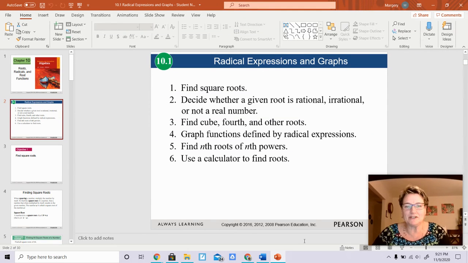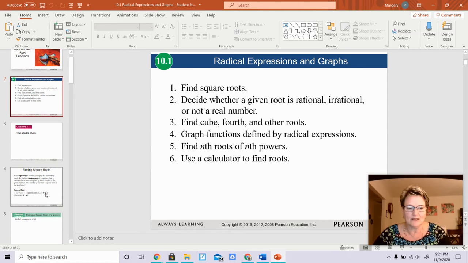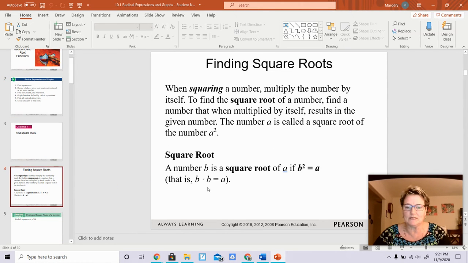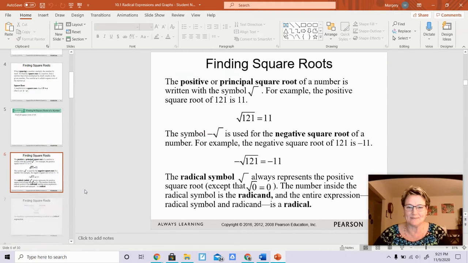Hi, today we are doing 10.1 Radical Expressions and Graphs. I would like everyone to read the notes and I am going to work on the examples with you. So please read through the notes and once again, I will work through the examples.